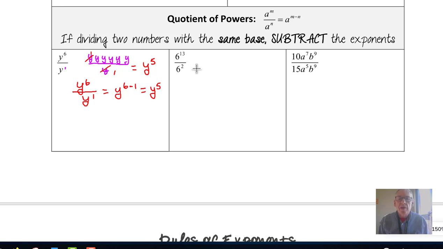Okay, for the base 6, we've got 6 to the 13, take away 2, gives us 6 to the 11. For this next one, we've got 10 divided by 15. Now 5 goes into 10 twice, and 5 goes into 15 3 times. That's going to basically simplify to 2 over 3. In terms of the a's, we've got 7 take away 5. That gives us a squared. And in terms of the b's, we have 9 over 9. Those are basically going to cancel out and just be 1. So we end up with 2a squared over 3.